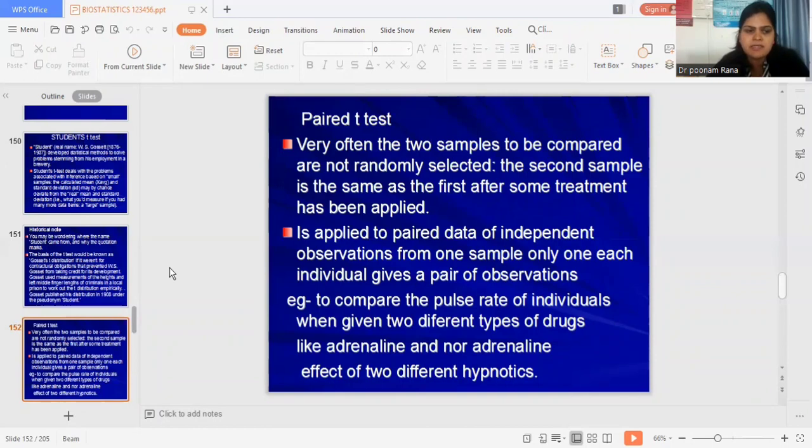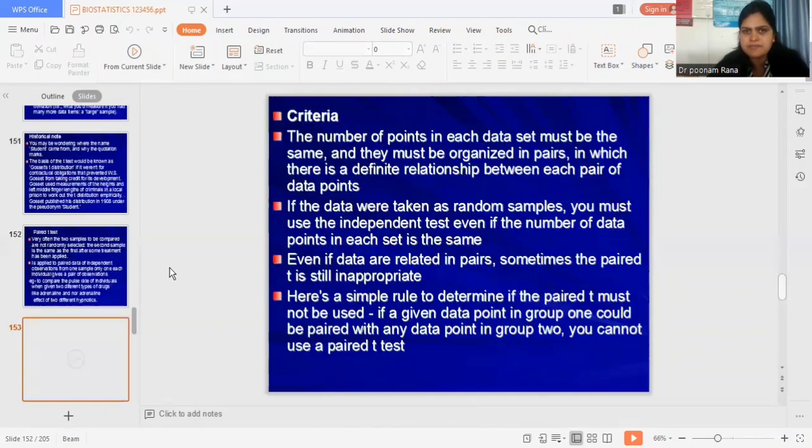So what is a paired t-test? Very often the two samples to be compared are not randomly selected. The second sample is the same as the first after some treatment has been applied. It is applied to paired data of independent observations from one sample only, each individual giving a pair of observations. Example: to compare the pulse rate of an individual when given two different types of drug, like adrenaline and non-adrenaline, or the effects of two different hypnotics.